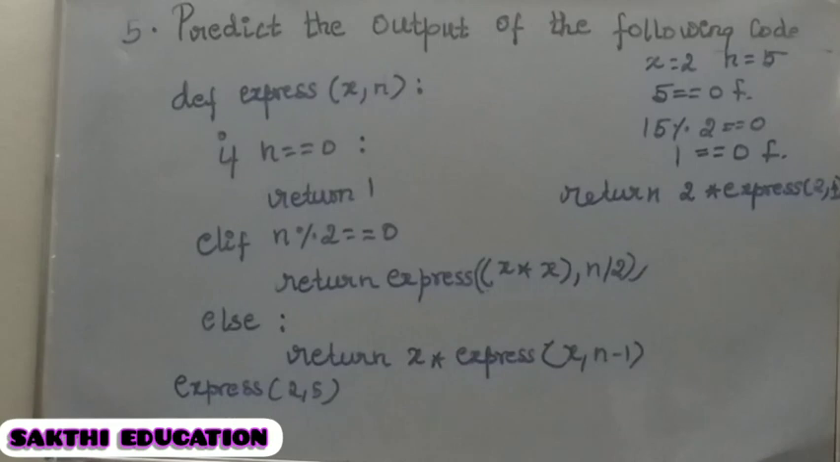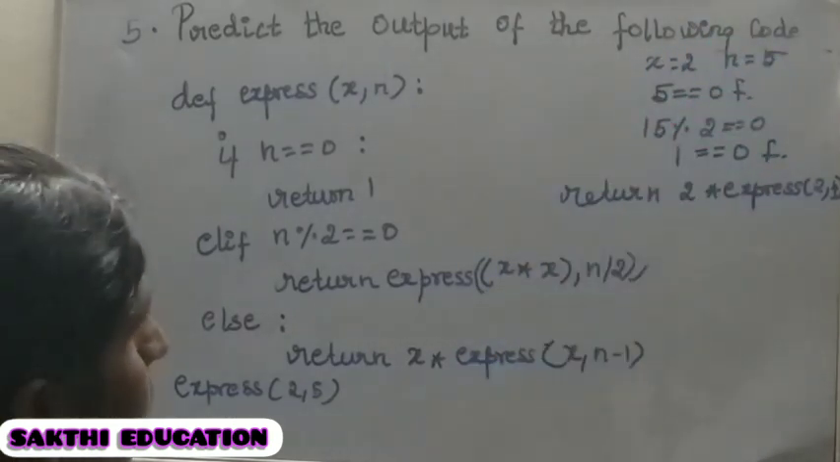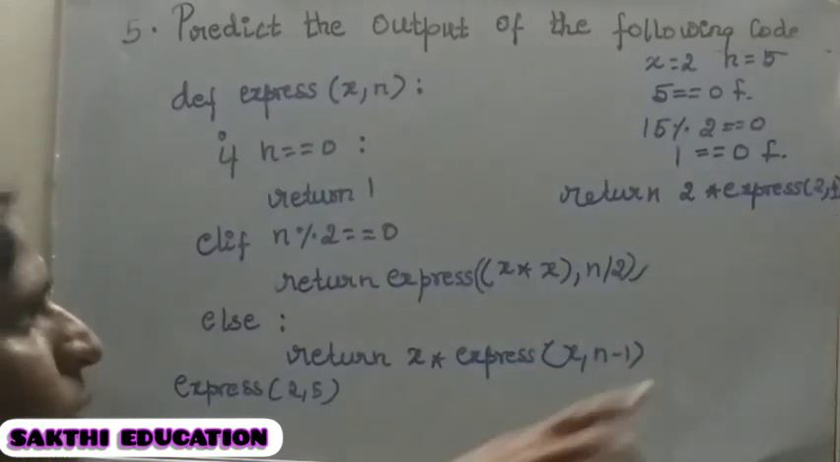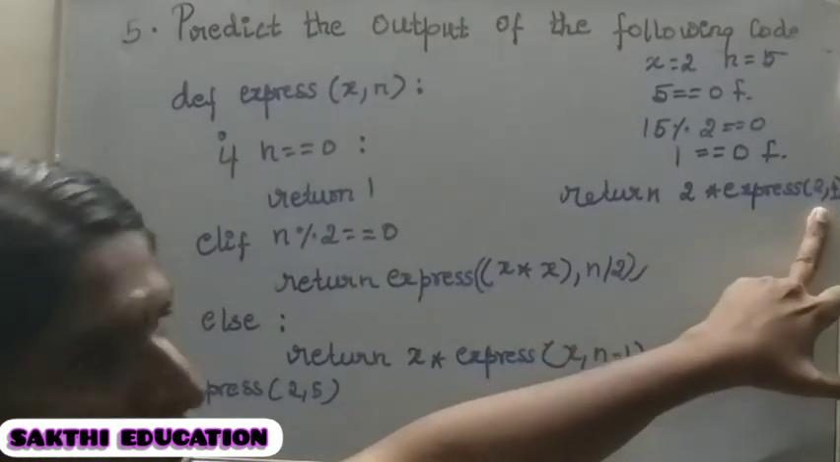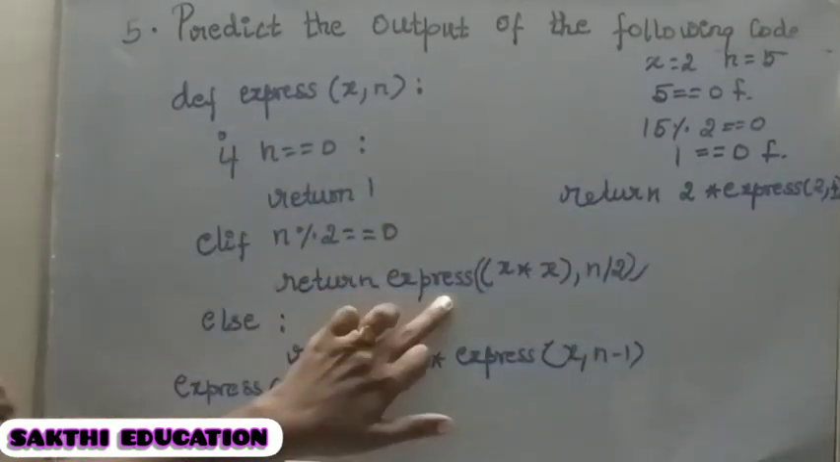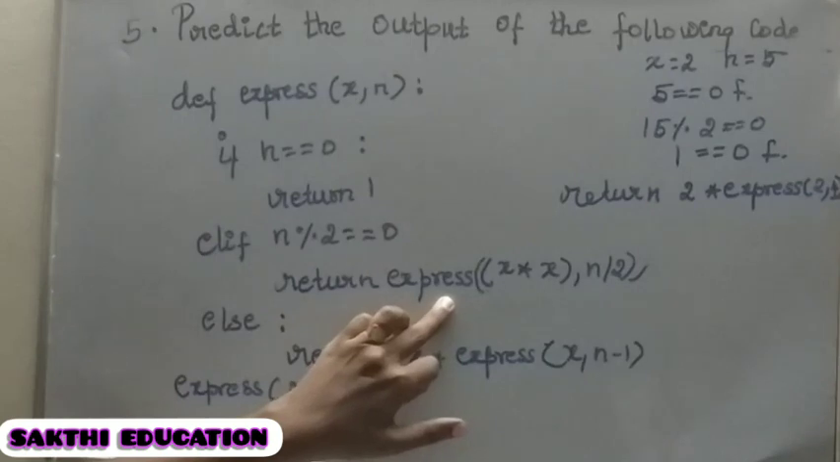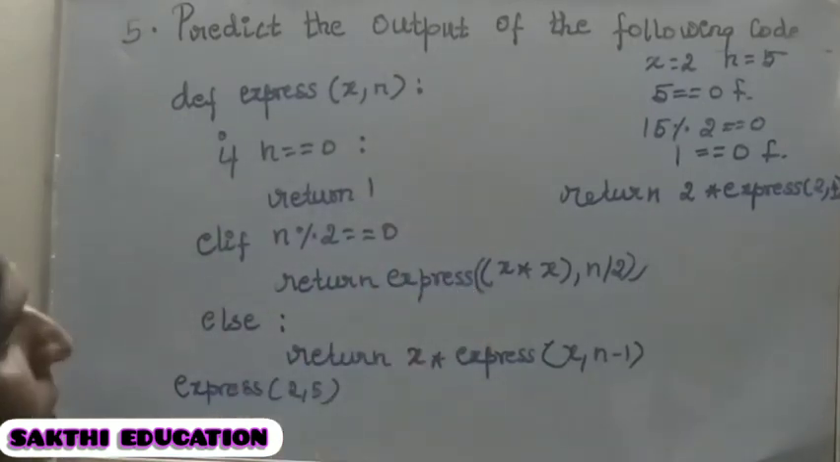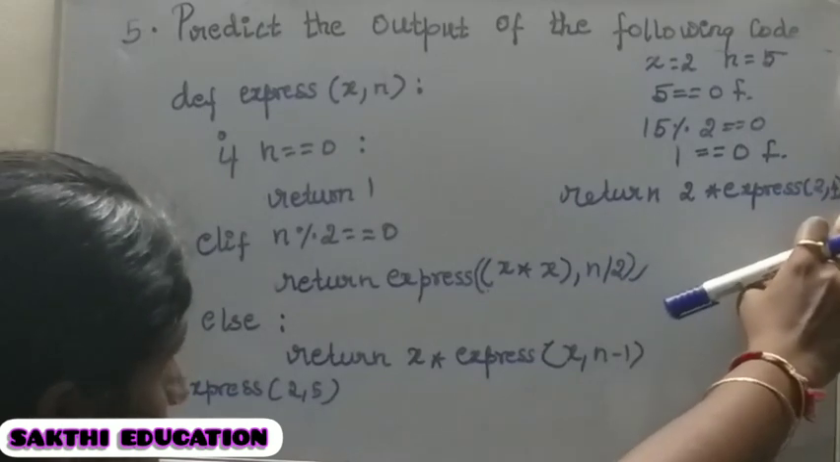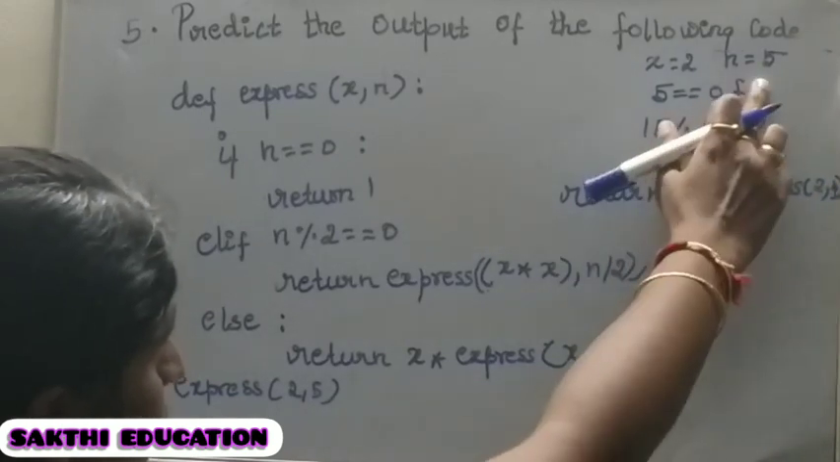Okay. Now see, it is a function call. Express 2, 4 is a function call. Inside the function definition, we have the function call. What is it called? Recursion. So now the x value is 2, and the n value changed. It is 4, not 5.